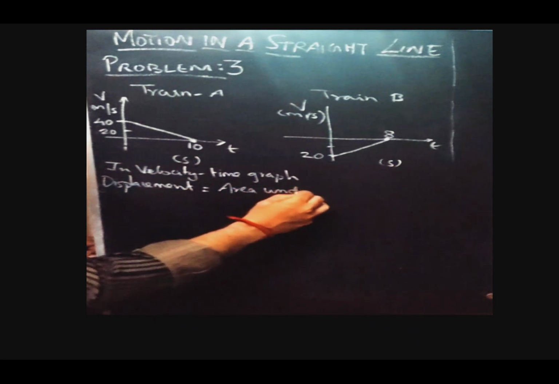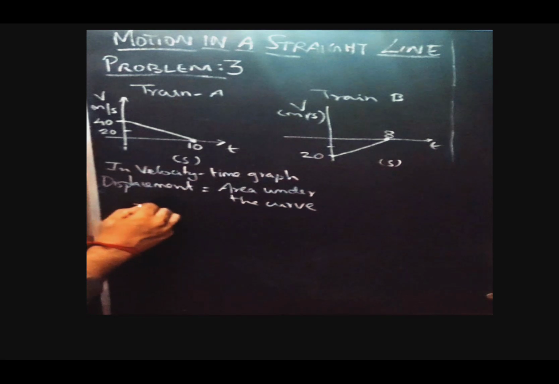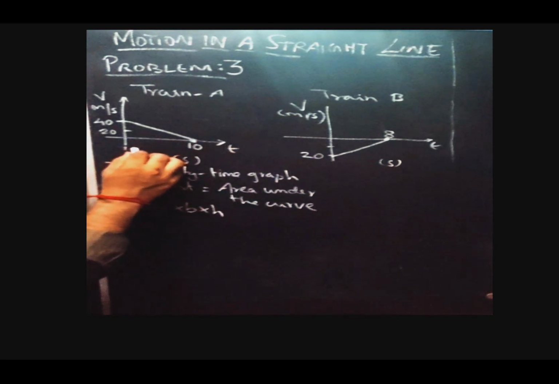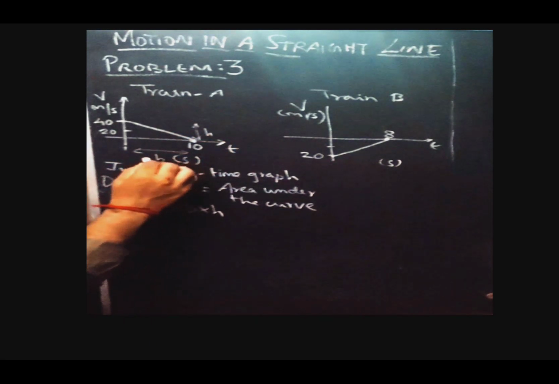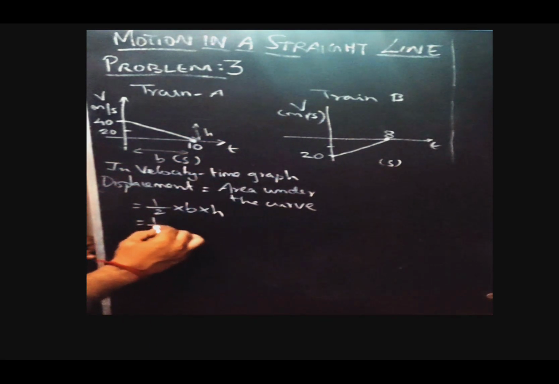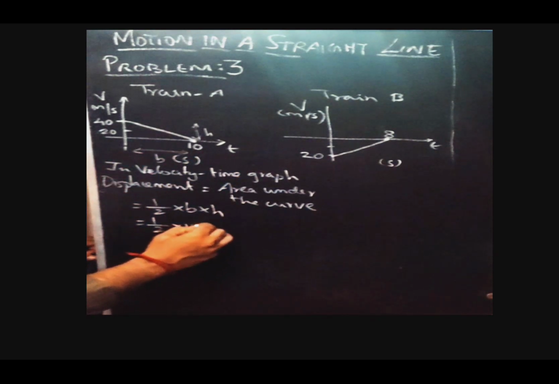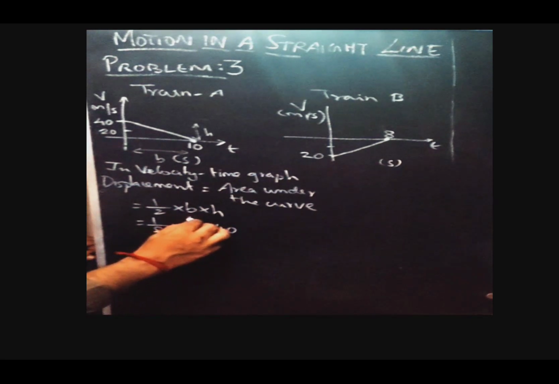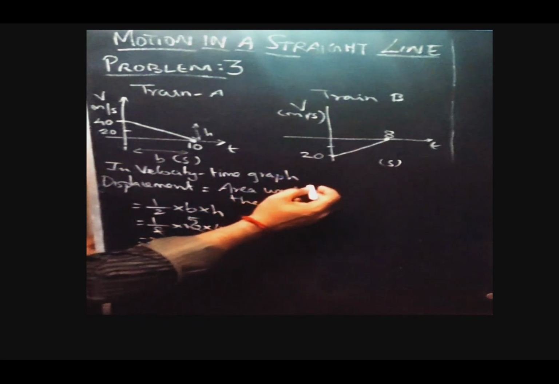So the displacement is equal to the area of the triangle under the curve. It is half into base into height, half into b into h. Along the x-axis I take the base, along the y-axis I take the height. So it is half into 10 into 40. Cancelling 2 and 5 times, I get 200 meters for the first train A.